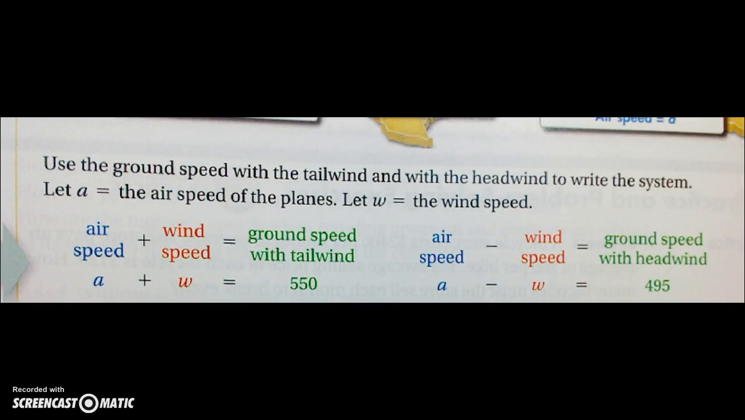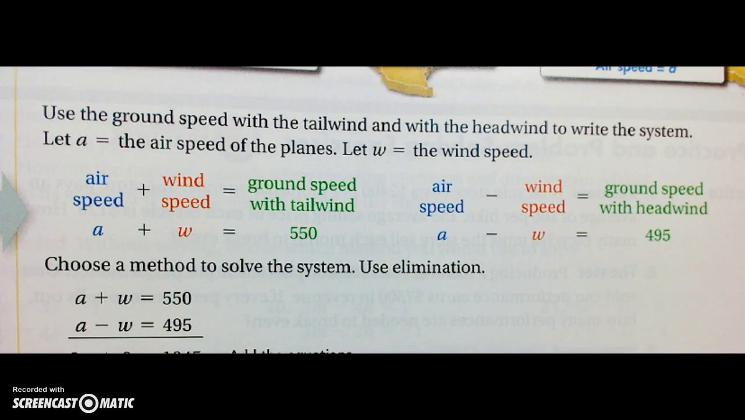We use the ground speed with the tailwind and with the headwind to write the system. Let A equal the airspeed of the planes and W the wind speed. So the plane that's going with the wind, we're going to add in the wind to get the 550. The plane going against the wind, we have to subtract out the wind to get the 495. So we have our two equations. So we choose our method to solve the system, and we're going to use elimination because we can see here we have a positive and a negative W. So elimination will work great here.